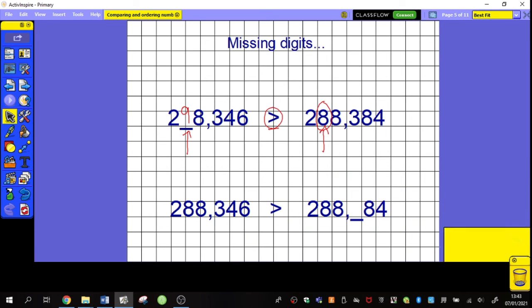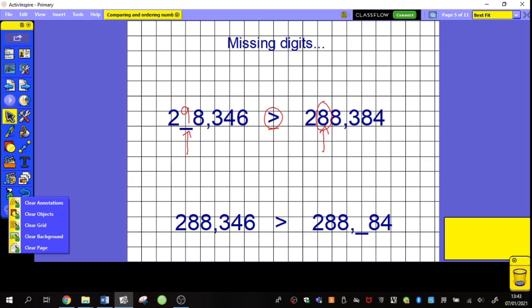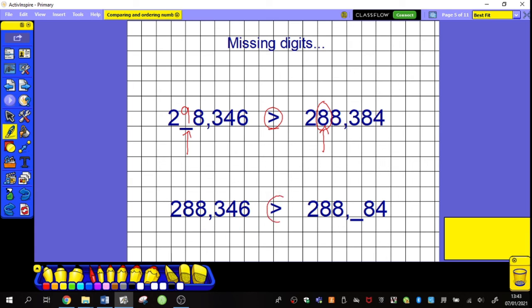For example, I've got another question here. Same number to start with, 288,346, but this time I'm trying to make a number that is smaller. Okay, so this time here in my hundreds column, I need to find a digit that is smaller than the hundreds column they have given me. Now this time I have two choices. I have a 1 or a 2. Actually I have 3 choices because I could put a 0 in there as well. That would still be smaller. So any one of those 3 choices would make this statement correct.